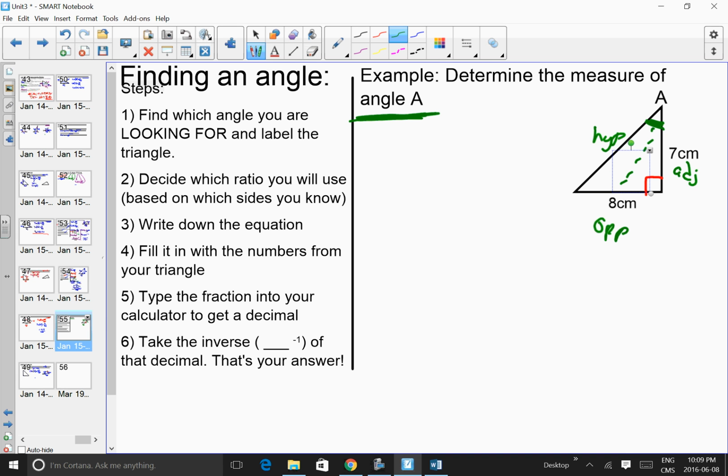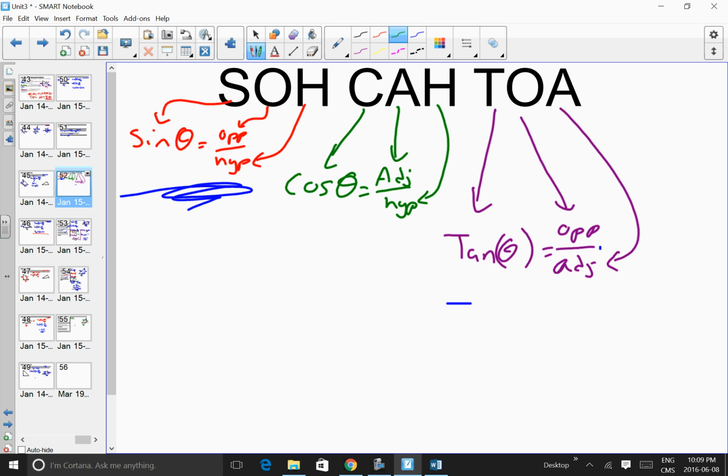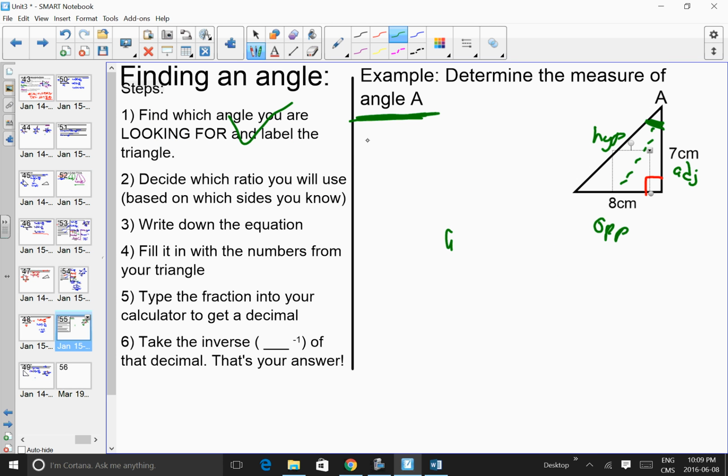So next step, determine which ratio you're going to use, which formula. I need one that uses the sides I know. So I know my opposite and I know my adjacent. Which one uses opposite and adjacent? Hey, it's a tangent question again. All right. And we're going to write down the equation. Tangent of some angle equals opposite over adjacent. Good.